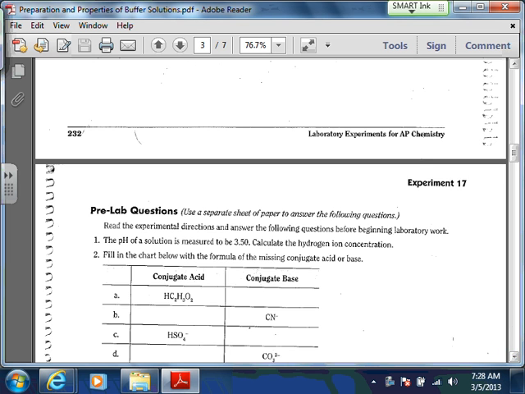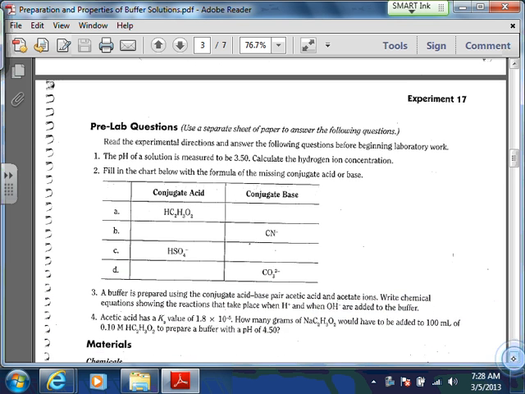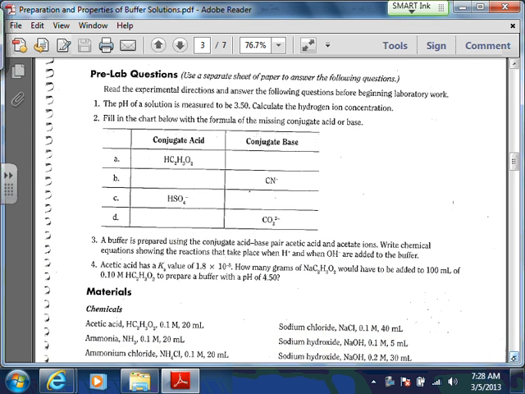So this is giving you an overview of some stuff, and then we get to the pre-lab questions here. It says the pH of a solution is measured to be 3.50. Calculate the hydrogen ion concentration. Remember, when you're trying to find the H plus concentration from the pH, you're basically just taking 10 to the negative 3.50, and that would give you your H plus concentration. I don't think I really need to go over that.